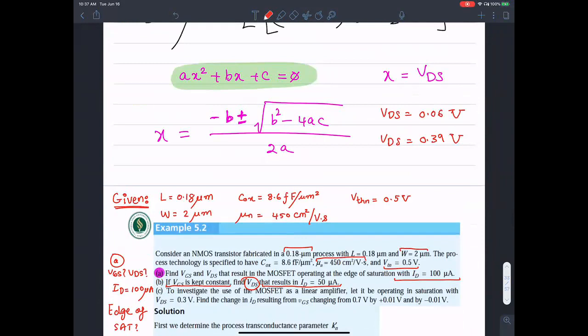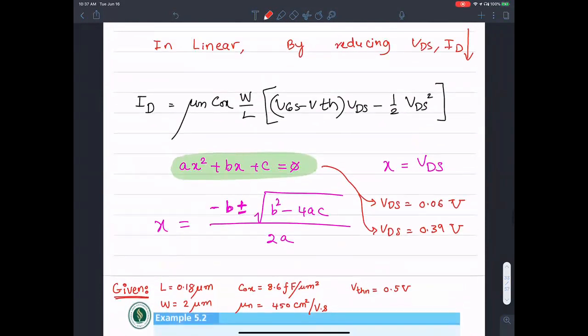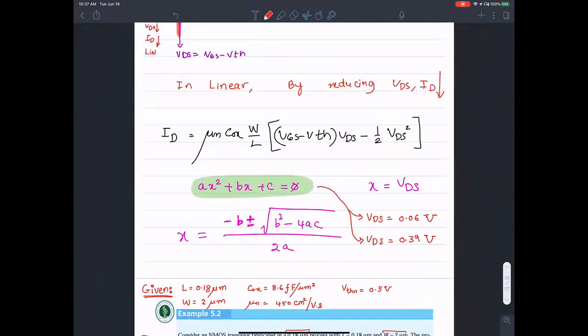When you solve this quadratic equation, you get two roots. Which of these is correct? Or both of these, which of these is correct? Value 0.06?